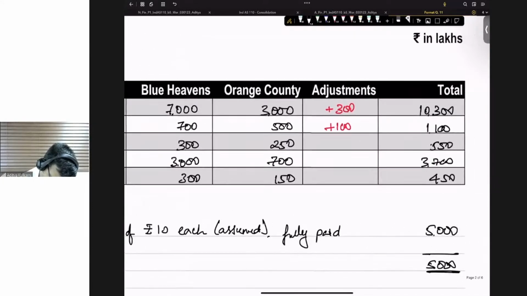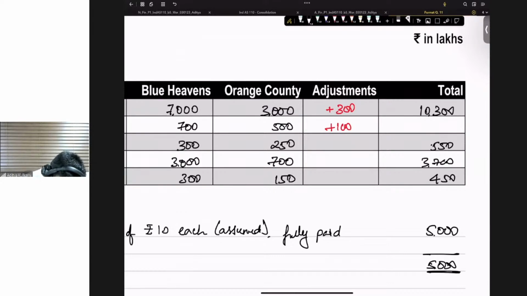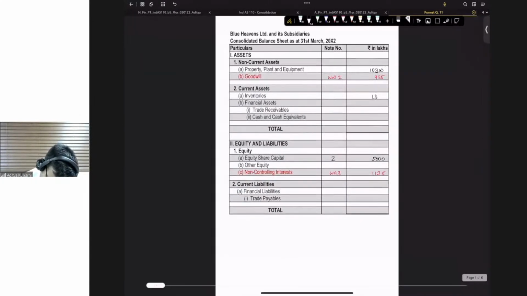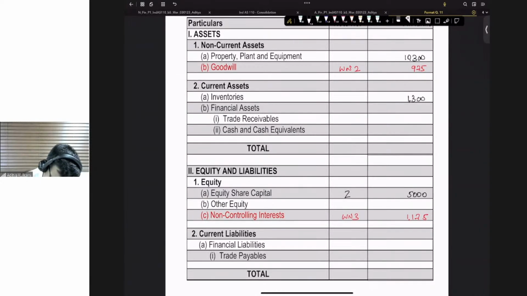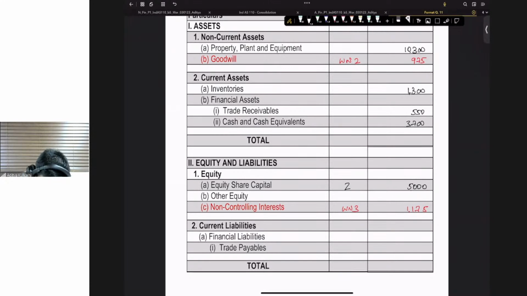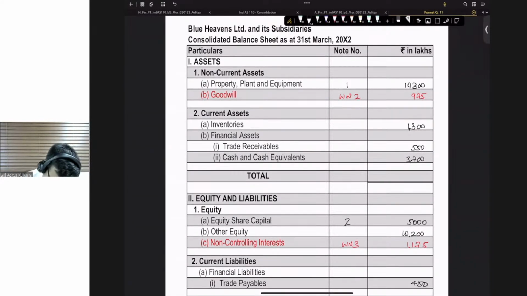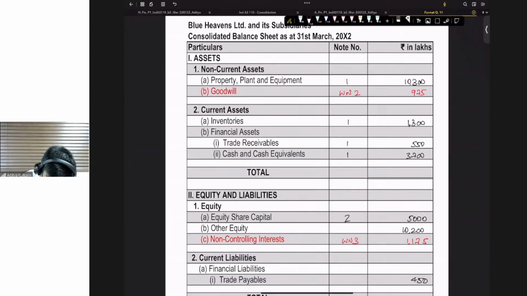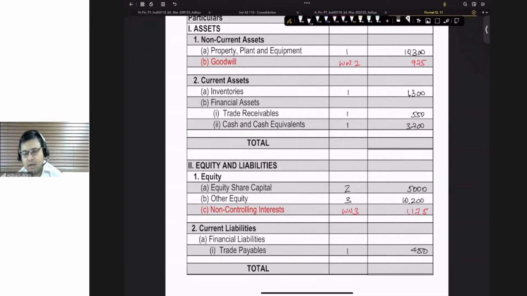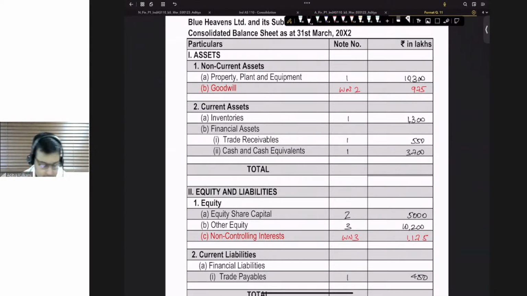Rest all do the postings. 1,300, 1,000 inventory. What is wrong today? Simple mistakes. Yes, 1,300. Okay. Financial assets, trade receivables, 550. Cash and cash equivalents was at 3,700. Trade payables you are having at 450. So retained earnings, other equity, 10,200. So property, plant, equipments come from note number 1, inventories note number 1, trade receivables, cash and cash equivalents note number 1. Other equity is from note number 3, trade payables is from note number 1.